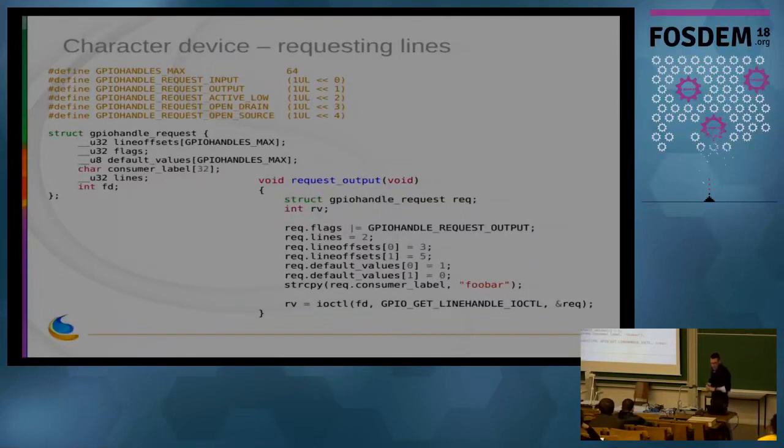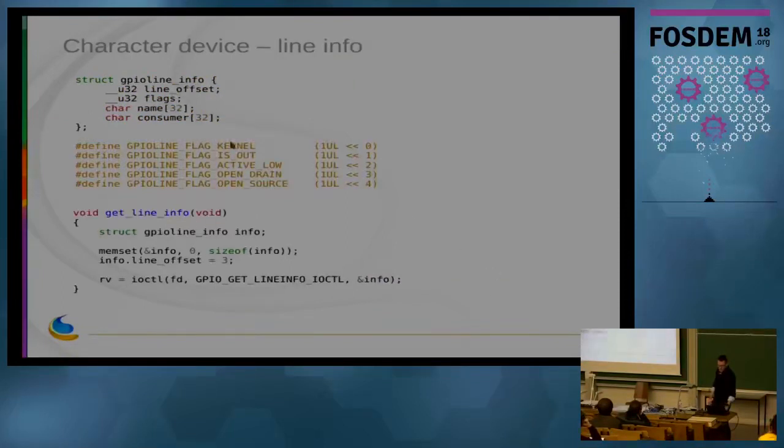Once you have the flags figured out, you need to tell the kernel how many lines there are, and then there is an array of line offsets. Up to 64 lines can be specified in a single request. One by one you specify the offset of the lines that you want to request, and then there are the default values if it's output mode, or you just omit this structure if it's input mode. And then the consumer label. This is where you tell the kernel who the consumer from user space is, and this is going to show up in the line info.